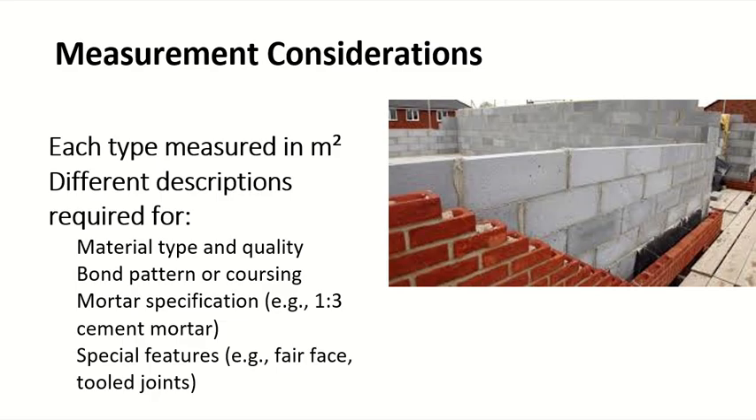Irrespective of the type, it is all measured in meter square. Whatever type of wall you are using, it doesn't matter, it is measured in meter square. Now which meter square are we talking about? What into what? Length into height, the face of the wall into height. That means we do what with the thickness?